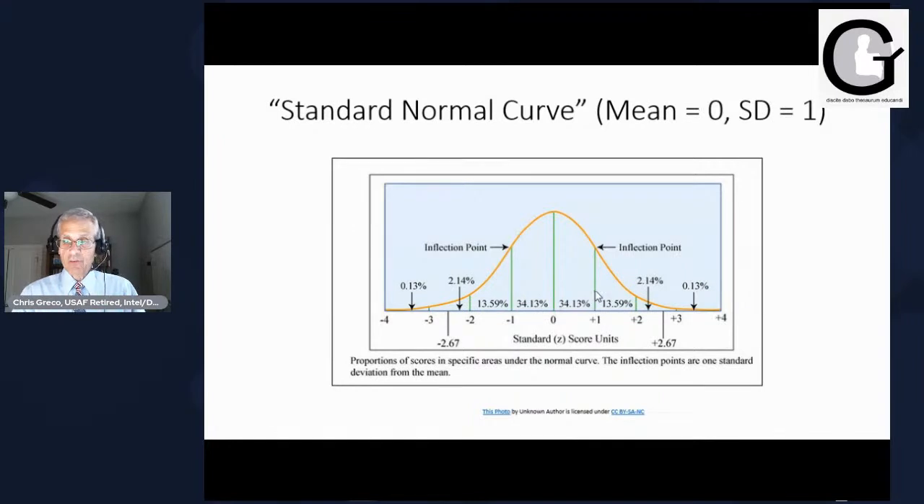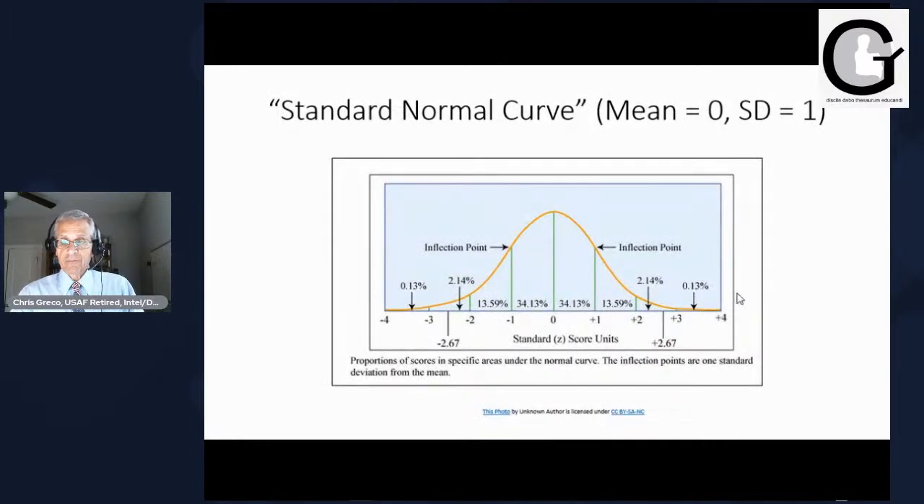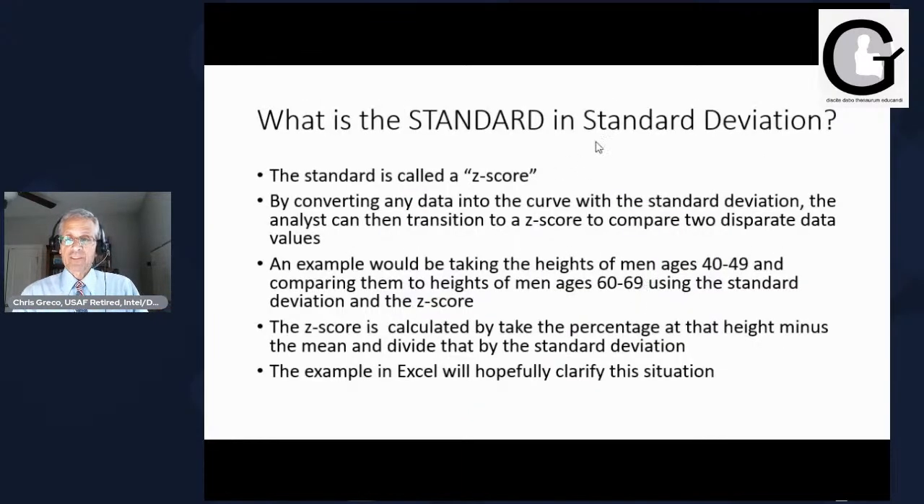And what we're doing is we're going to try to take this right here, and we're going to translate it into this. Everything can be translated, all data, as long as it has the mean and standard deviation, can be translated to standard z-scores. Well, what difference does that make? So what is a standard and standard deviation? The standard is what they call a z-score.